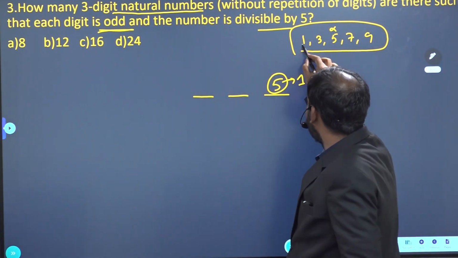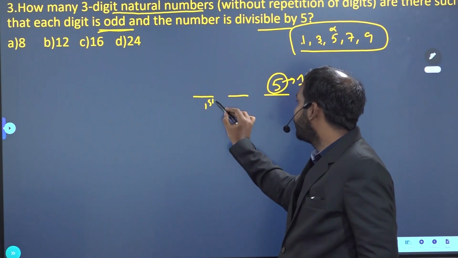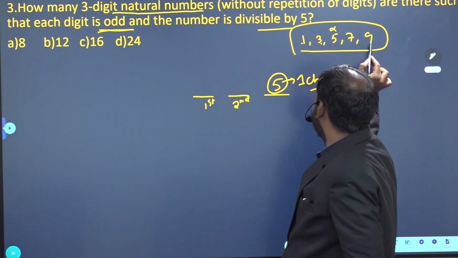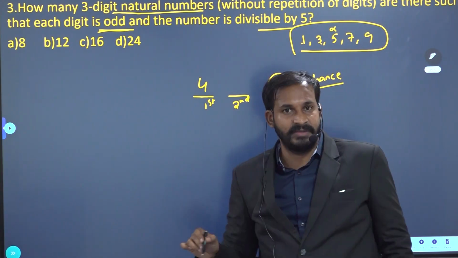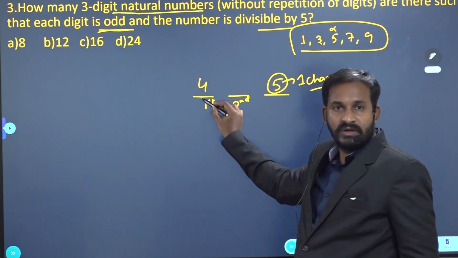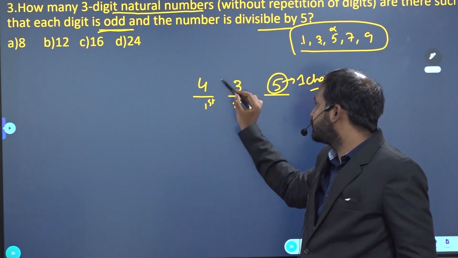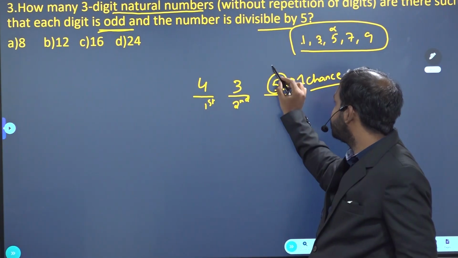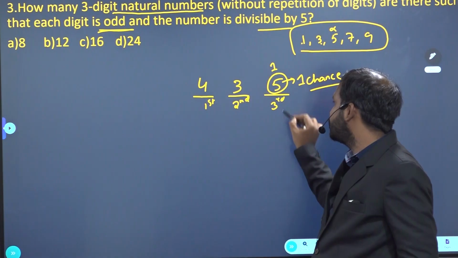Now for these two positions, out of 4 already 5 is done. So I was left with how many chances for my first position? Out of these 4, 4 chances will be there for my first position. Now in these 4 already one is filled, right? For the second position how many chances will I have? 3 chances. And for the third position I will have only one chance, that is 5.